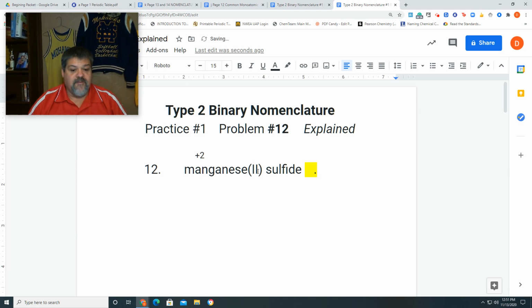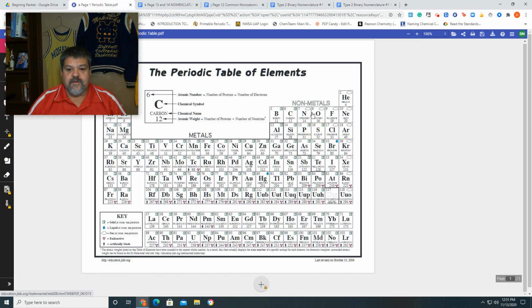Now, how do we get that? We got that from the Roman numeral. The Roman numeral goes with the metal, and so it's a plus 2. Now, we have to figure out what is the charge for sulfide. And for sulfide, we're going to go to sulfur. There is sulfur. It's in this column right here. So it's the same charge as oxygen.